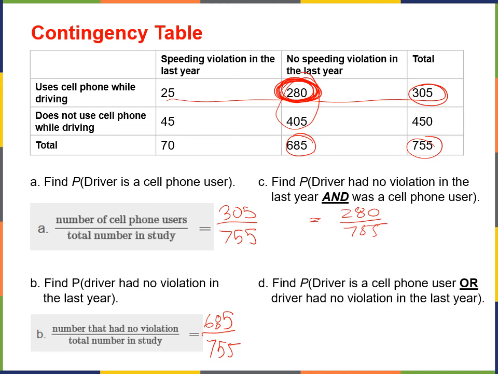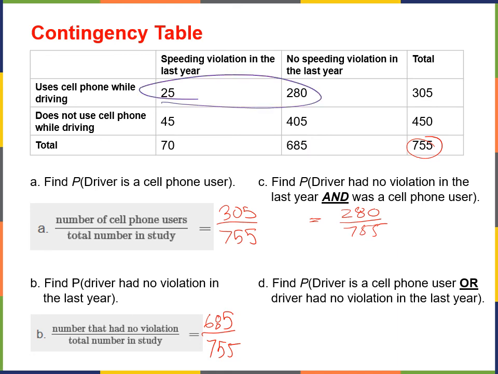Here's another one. Driver is a cell phone user or the driver had no violation in the last year. So we count up how many people are cell phone users. So if we look at it, these people are cell phone users here. Okay, let's use a different color. These people are cell phone users, and these people had no violation in the last year. So we want to do this group. Let's use an eraser, it's getting too messy. So we want to use this group or this group.